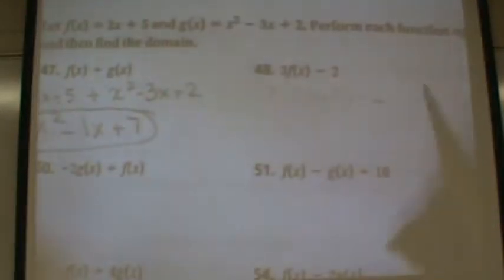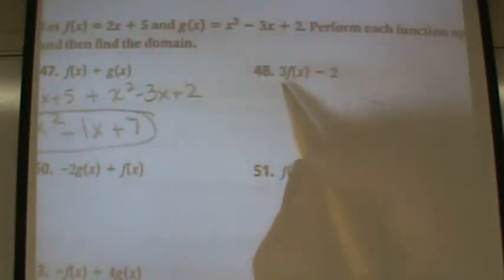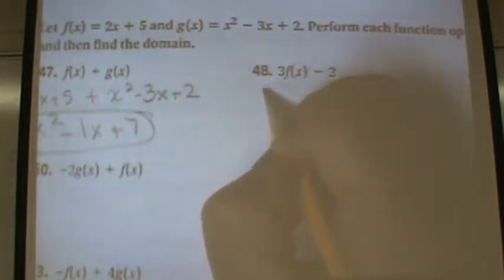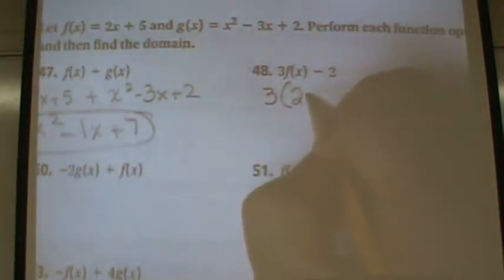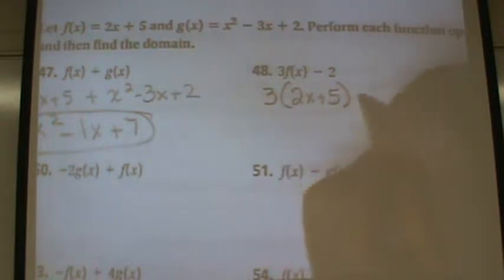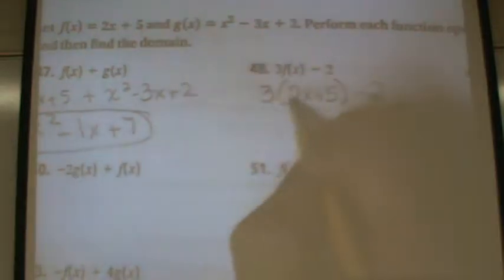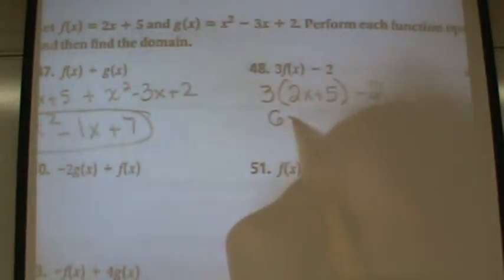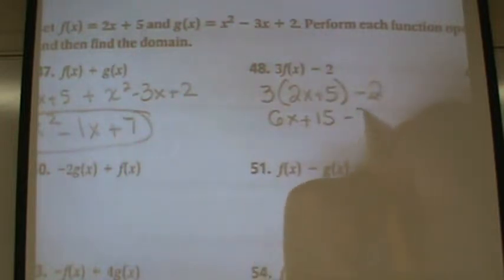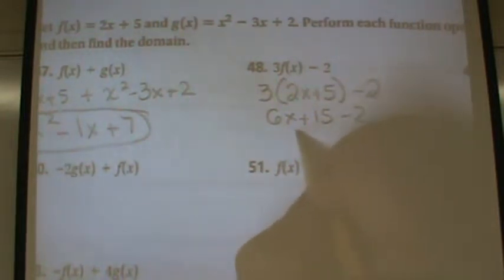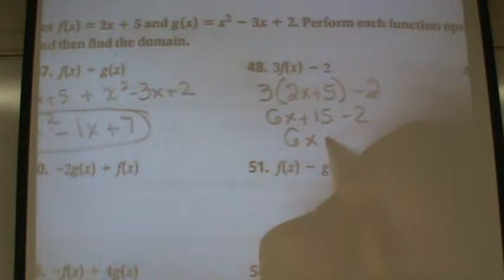Number 48. I need you to multiply 3 times f of x. So 3 times 2x plus 5, and then subtract 2. So 6x plus 15 minus 2 is 6x what? Plus 13. 13.